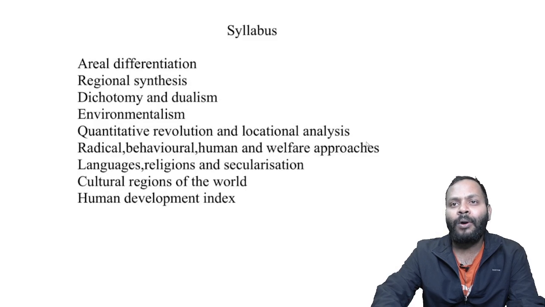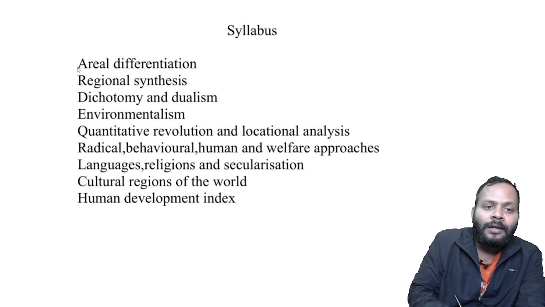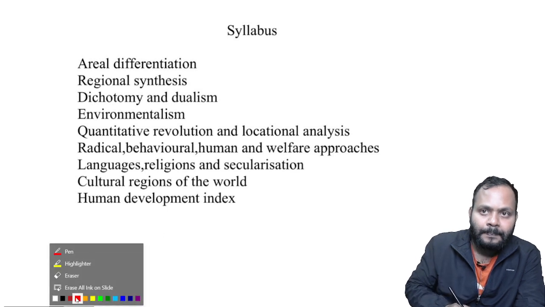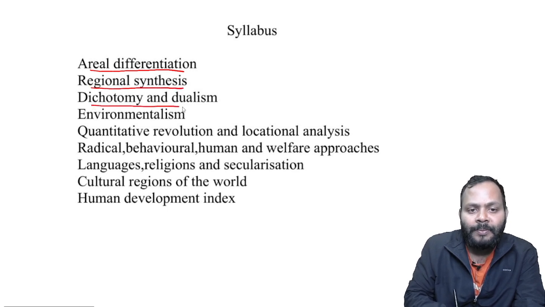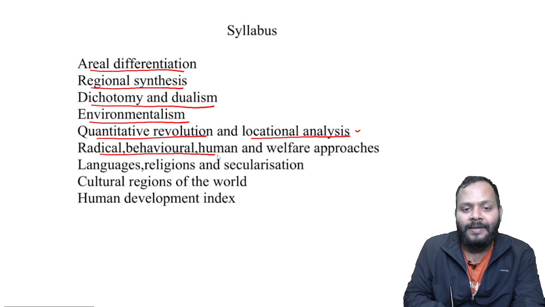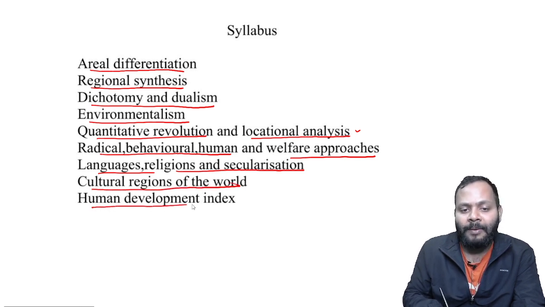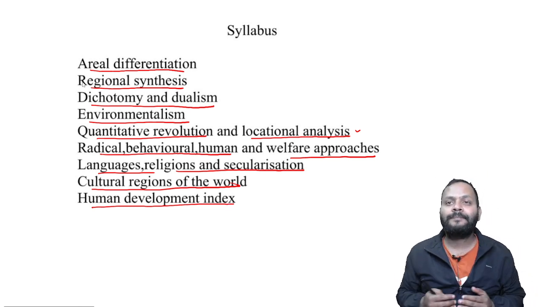First, we'll try to understand what exactly the syllabus is for the perspective part in human geography. Okay. Areal differentiation, regional synthesis, dichotomy and dualism, environmentalism, quantitative revolution and locational analysis, radical, behavioral, humanistic and welfare approach, language, religion and secularization, cultural regions of the world, and human development index. This is the syllabus of the perspective part.